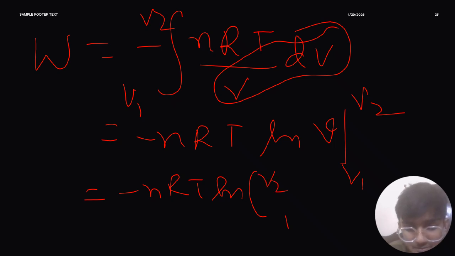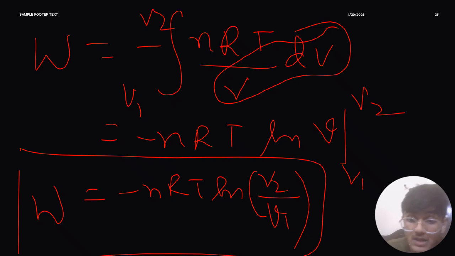Okay, basic logarithm. I think you know. Otherwise, I'll have to take a class on basics of mathematics required for chemistry, so I don't want to take that. I expect from you that you know the basics of mathematics. Okay, ln V2 minus ln V1.